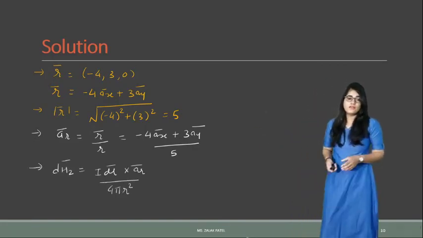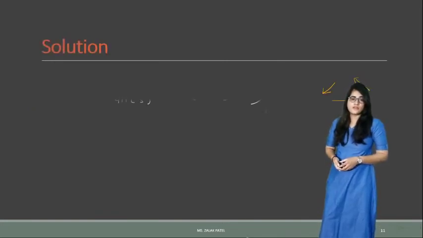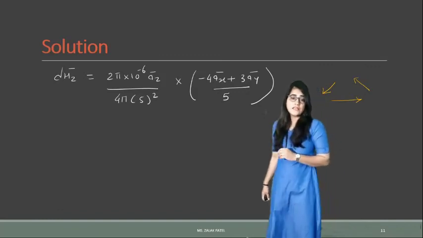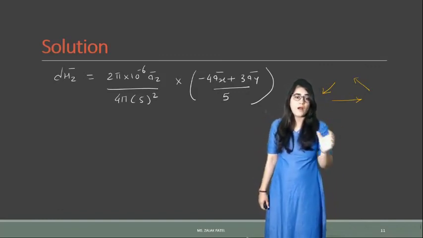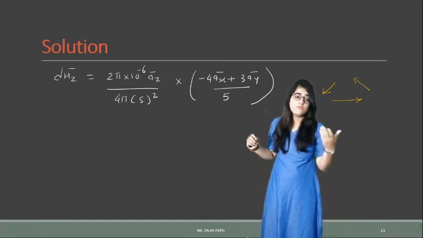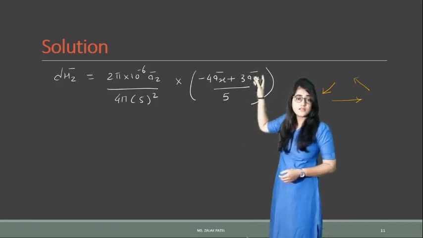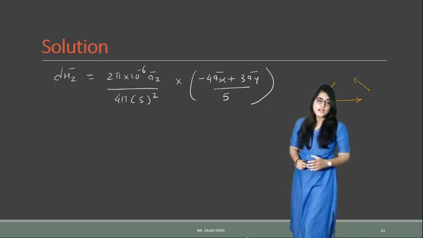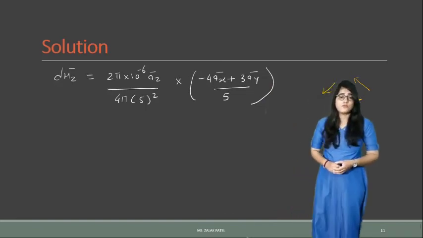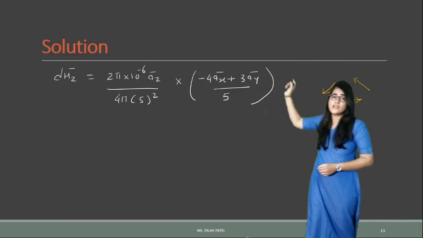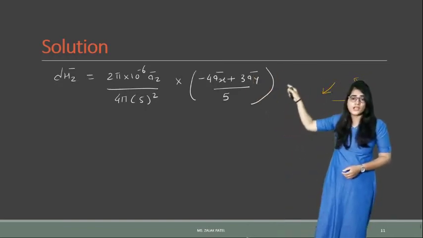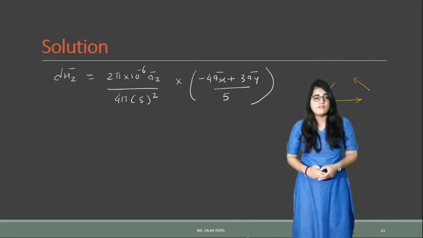Now let's put the values in our original equation of Biot-Savart law. So it will be like this. Here I dl bar is already given in the problem statement, that is 2 pi microampere, and microampere is 10 raised to minus 6. So 2 pi into 10 raised to minus 6 az bar upon 4 pi r square. r square is 5 square, cross. Please note that here a cross product is there. So cross minus 4ax plus 3ay divided by 5.